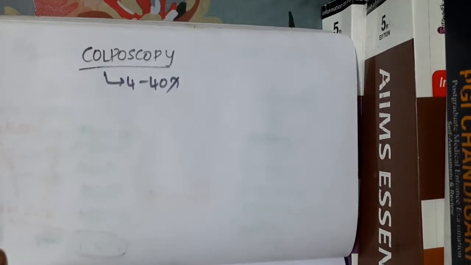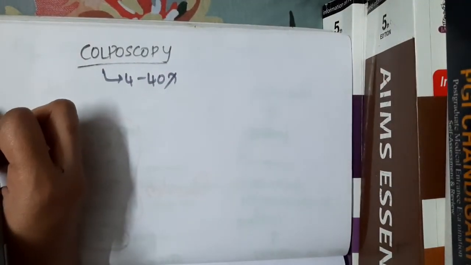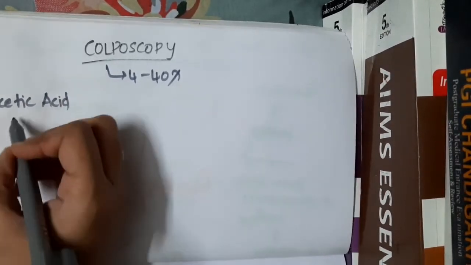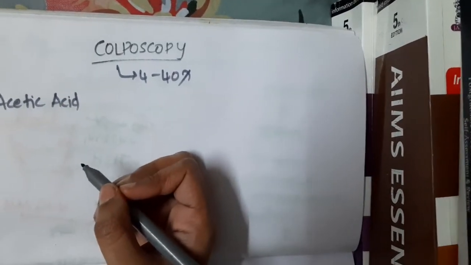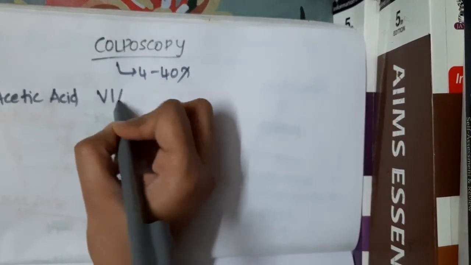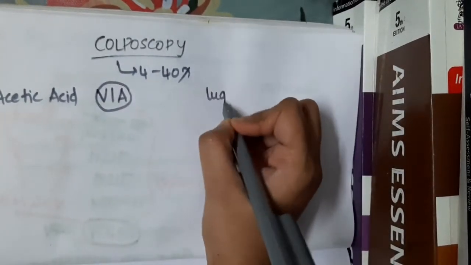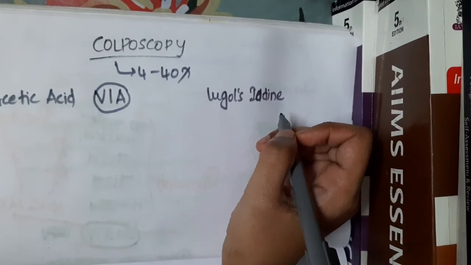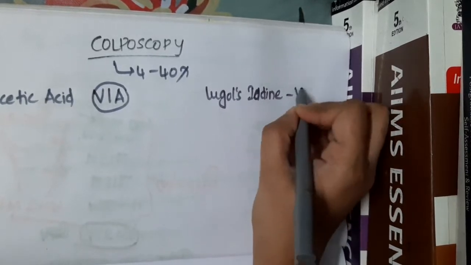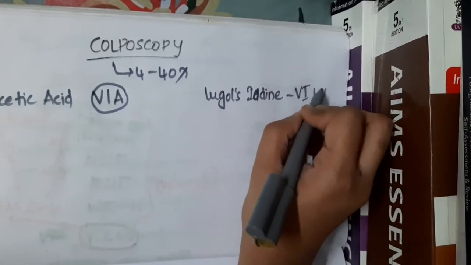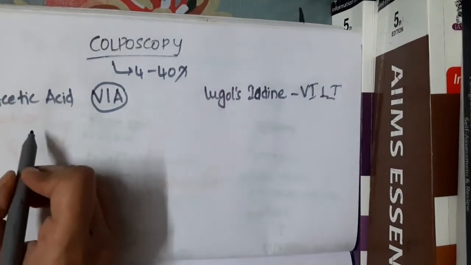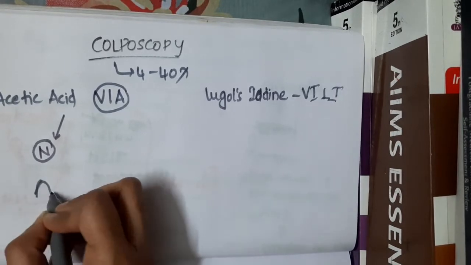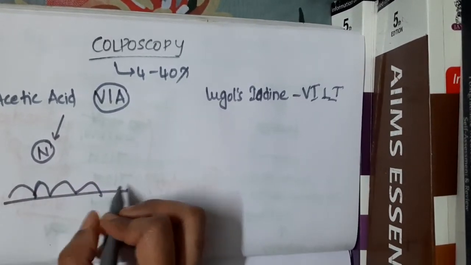Using colposcopy, we can apply acetic acid. If we apply acetic acid to the cervix and visualize it with the help of colposcopy, then we call it visual inspection with acetic acid. If we paint the cervix with Lugol's iodine and then visualize the cervix through colposcopy, then we call it visual inspection with Lugol's iodine. So if you apply acetic acid, in the normal epithelium of the cervix, we have glycogen.